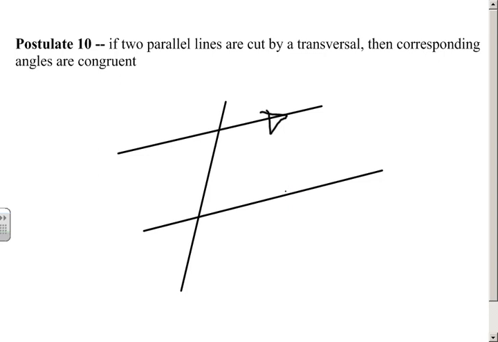Now we use arrows to show that two lines are parallel, so these two lines can be shown to be parallel here. Postulate 10 says if two parallel lines are cut by a transversal, then the corresponding angles are congruent. So our conclusion here is that angle 1 and angle 2 are congruent. Or we could say this angle is congruent to this angle. Or this angle is congruent to this angle. Or this angle is congruent to this angle. That's only if these lines are parallel.